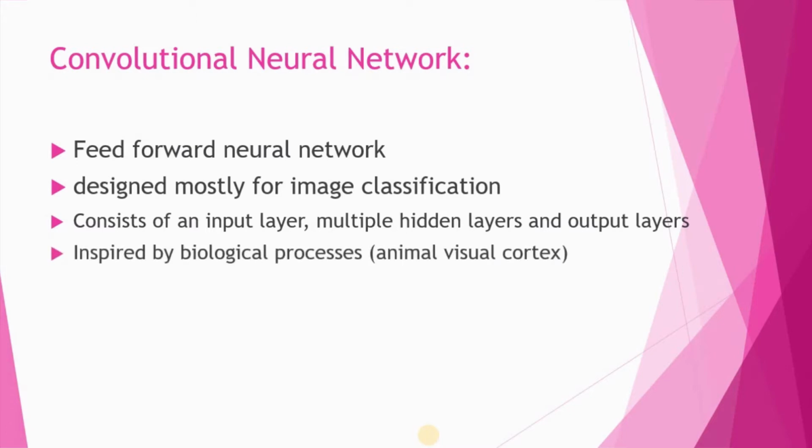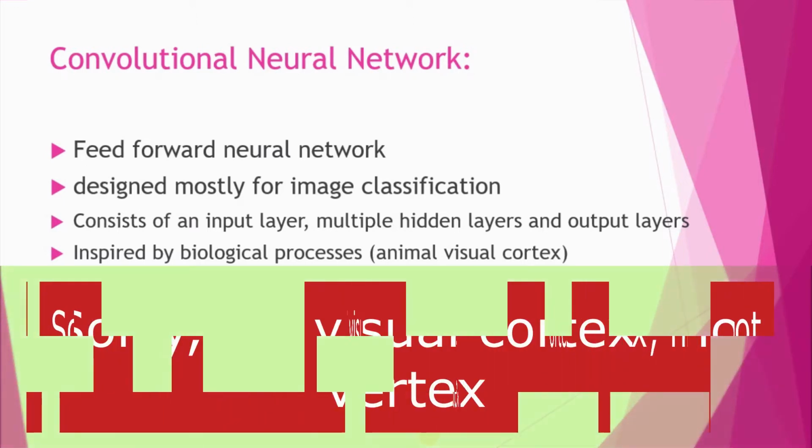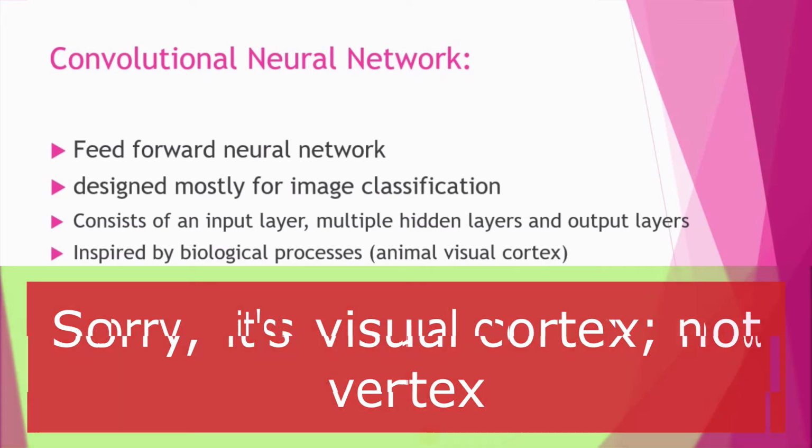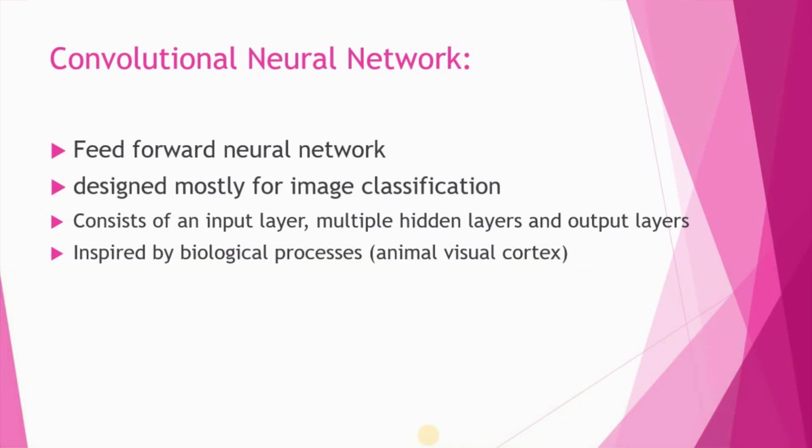Next, this CNN is inspired by biological processes, mainly called the animal visual cortex. And guys, this visual cortex is located in the human brain or animal brain, and it processes the visual information. Now guys, let me make it clearer from the next slide.